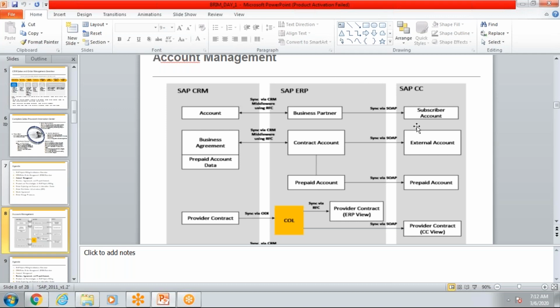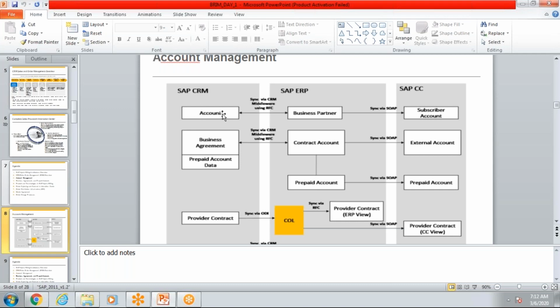Then in CC system, it is called subscriber account. Here the customer's data has to be there because the rating happens in CC system. The rating and the pricing, the price calculations happen in CC system. And in ECC system, the billing and invoicing will be happening. So the customer's data has to be present in all these three systems.